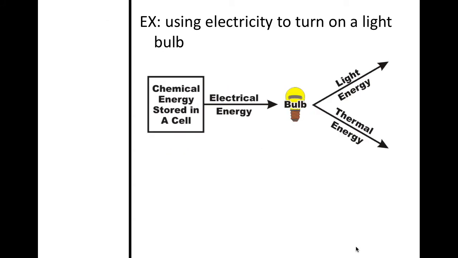Here we have an example of electricity, which starts off as chemical energy stored in a cell, which then is changed into electrical energy in the light bulb, which then turns into light energy and thermal energy. So that's where we get our light.